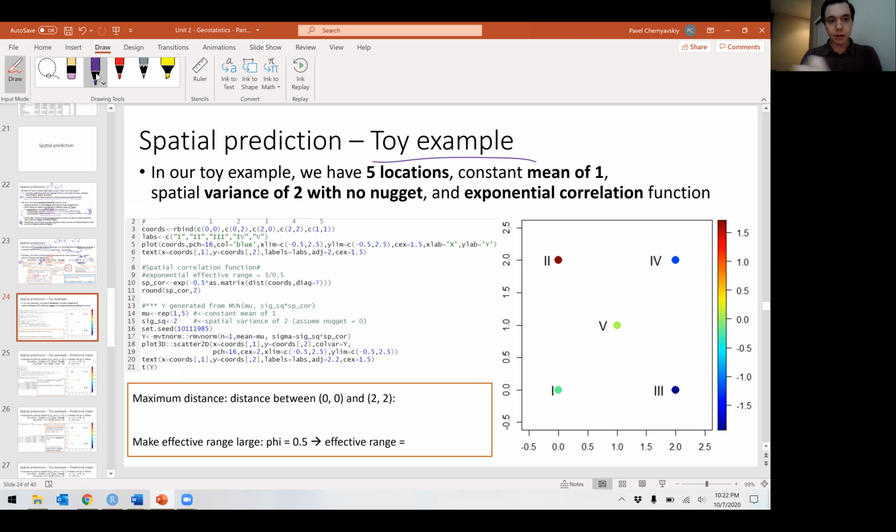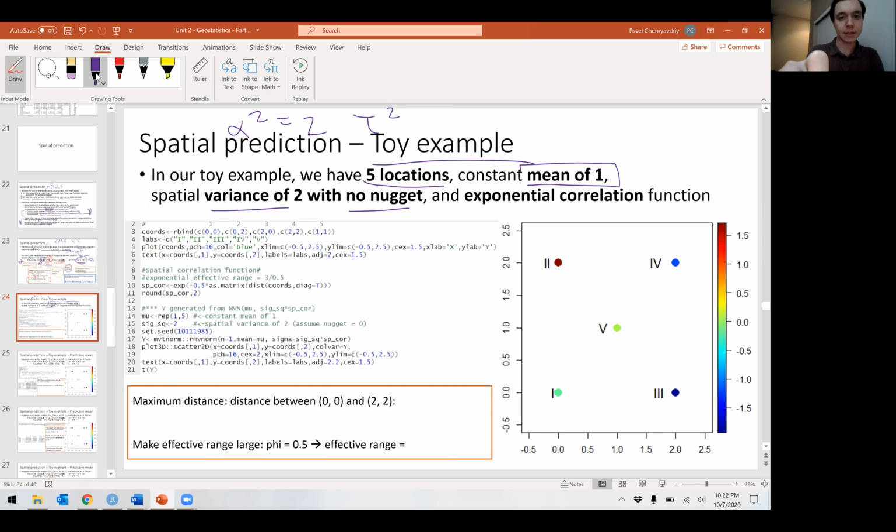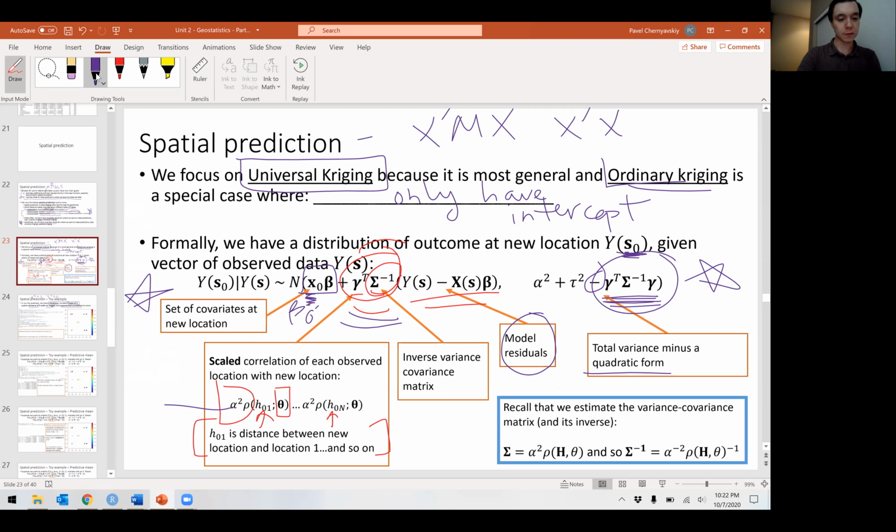So I'm going to use a toy example. It will have 5 locations. They're just numbered 1 through 5 on the screen. I'm going to specify a constant mean of 1 for my toy example, so more like ordinary Kriging. I will specify no nugget and a spatial variance of 2, right? So we're keeping track. Alpha squared is 2, tau squared is 0, and an exponential correlation function. That's our rho. So up here, this spatial correlation function, I'm assuming, is an exponential.